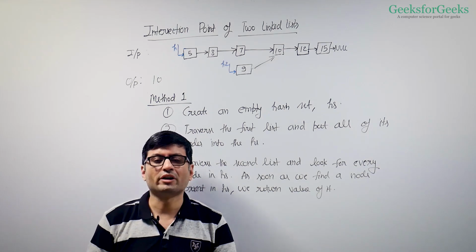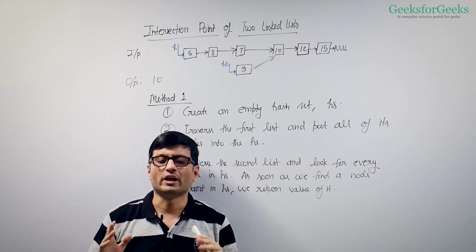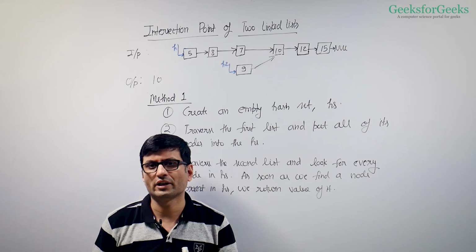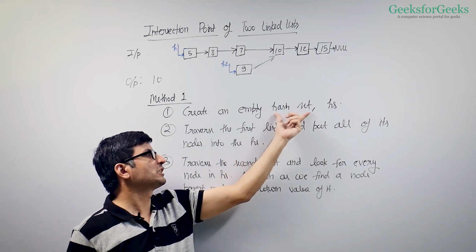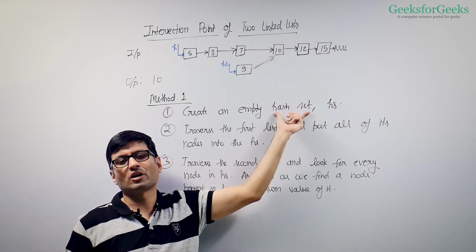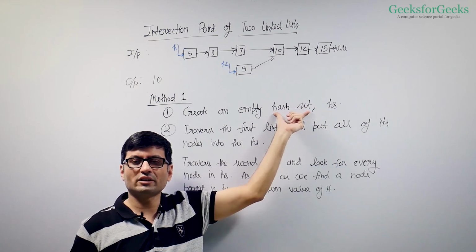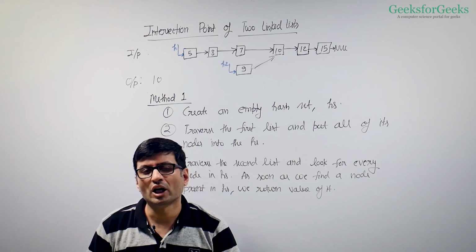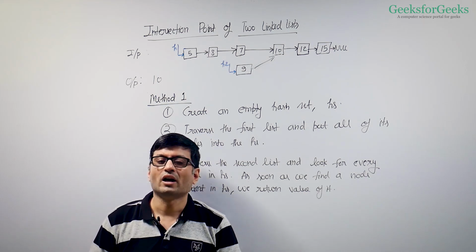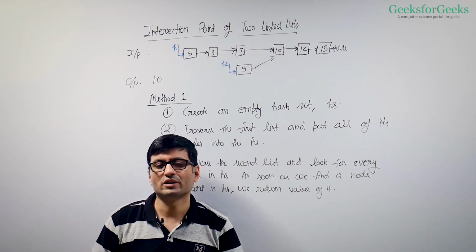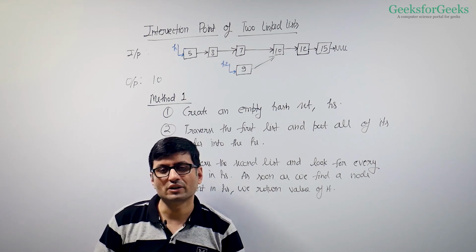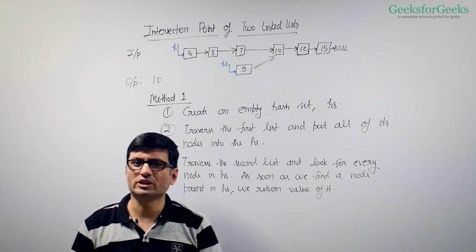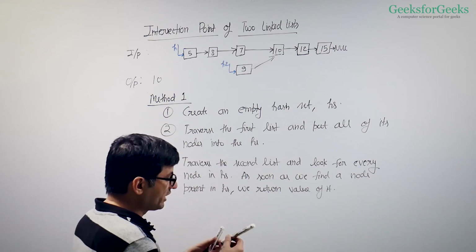The idea is simple. We traverse the first list and put addresses or references of all the nodes in a hash table, right? So I'm using a hash set here. If you're programming in C++, you will use unordered set. If you program in Java, then you will use hash set. So you will put all the nodes of the first linked list in a hash set. Now you will traverse the second list and you will look for every node's address or reference in this hash set. As soon as you find a node which is already there in the hash set, you will say this is the intersection node. So let me just explain with this example.